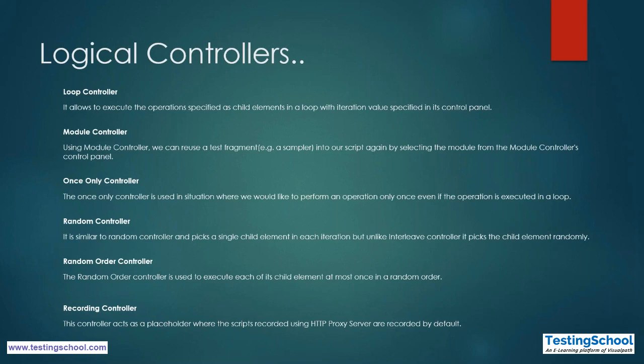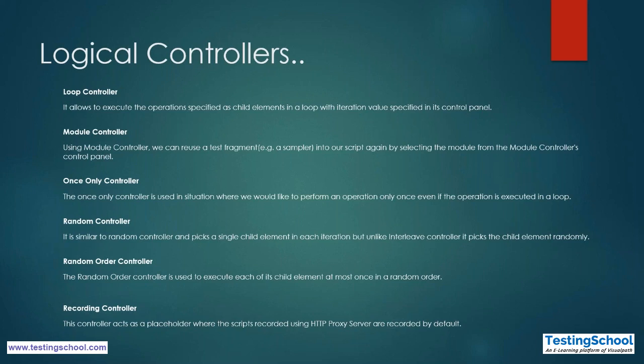Next is the once only controller. The once only controller is used where we would like to perform an operation only once, even if the operation is executed in a loop. Whatever is placed in the once only controller will be executed just once, irrespective of the number of iterations mentioned in the thread group. So suppose there are 5 child elements, those 5 will be executed only once.